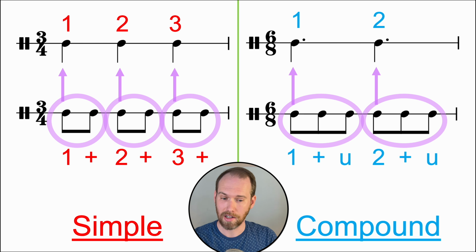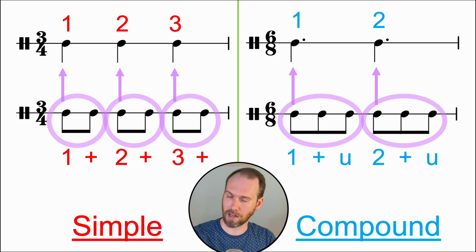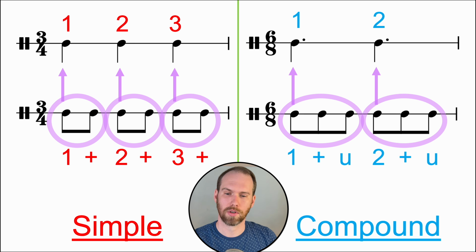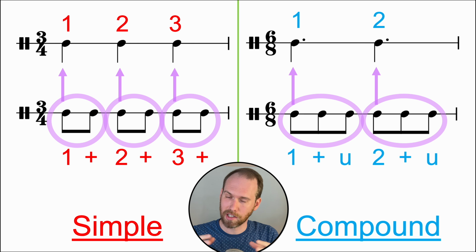So again, the simple is a little easier to me. Each beat divides into 2, whereas compound's a little more complicated. Compound, complicated. The dotted quarter beat is divided into 3 eighth notes each. If you think of the term compound, it's like you're putting 2 things together. It's almost like you're putting 2 measures of 3/8 together and you create something new entirely with it.